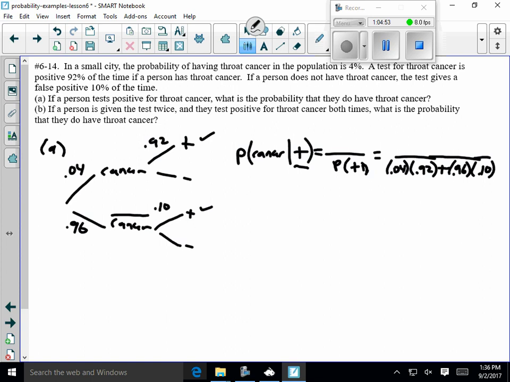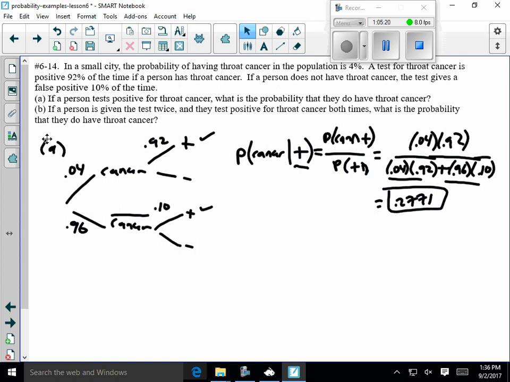That would be just out of these two paths, the one that is cancer is 0.04 times 0.92. That is the probability that you have cancer and are positive, right? So the conditional probability formula, or you can think of it as a tree probability. And that probability turns out to be 0.2771. So maybe you calculated and you said there's no way that's right. But actually that's correct. If you tested positive, there's only a 28% chance that you actually have the cancer. Wow. So that's kind of scary.